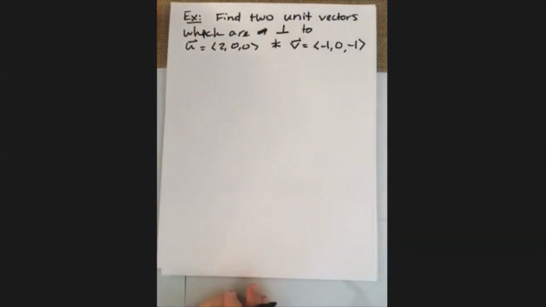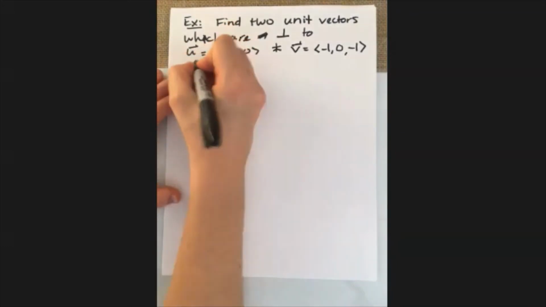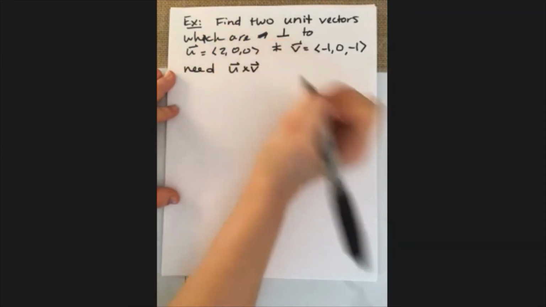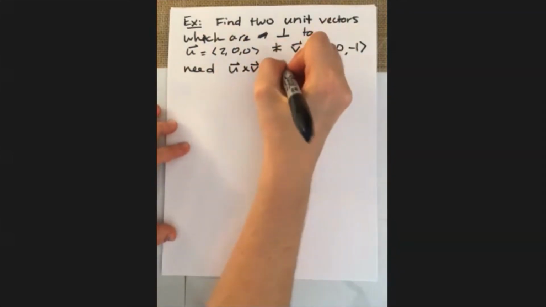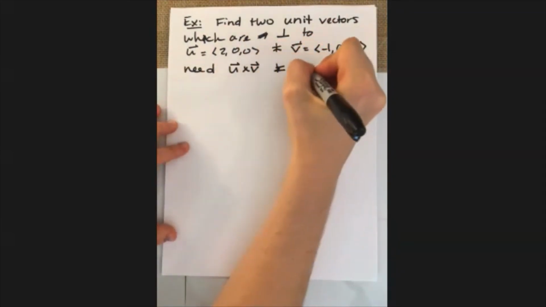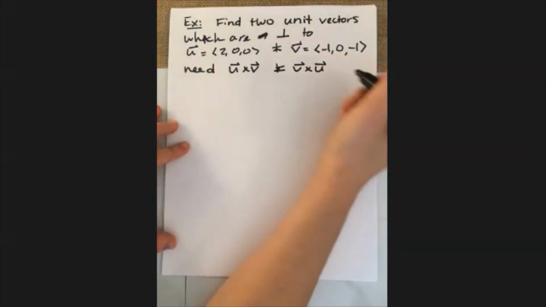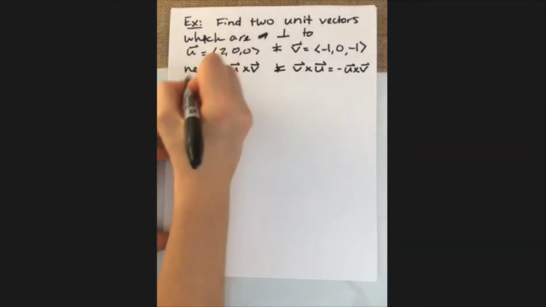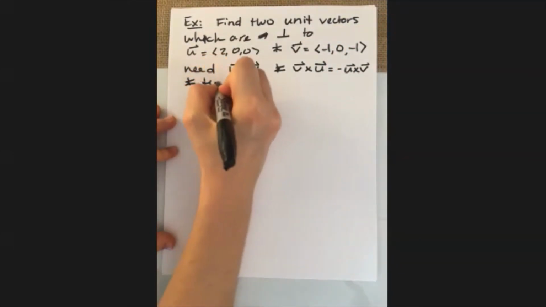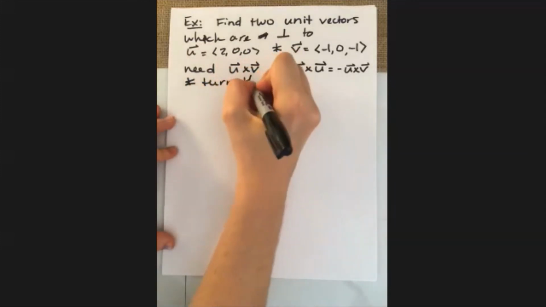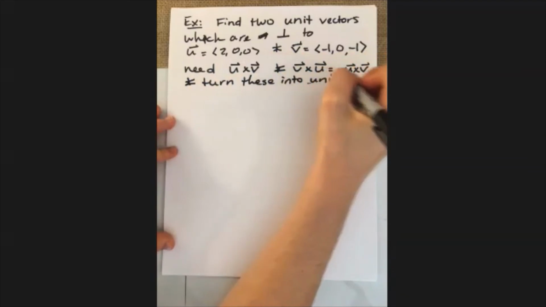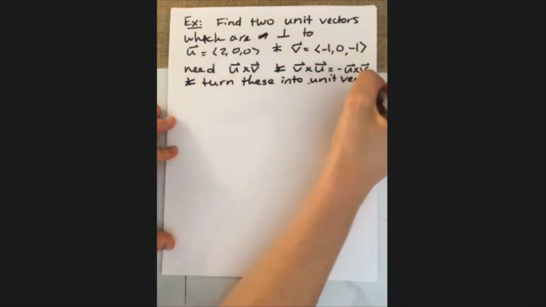Okay, so in order to get two vectors, like I just said, what we're going to need is, first of all, u cross v. That's going to give us our first one. And then our second one is given by flipping the order of those two in the cross product, which gives us -u cross v, like so. And then we will turn them into unit vectors. So this is the process we're going to follow.